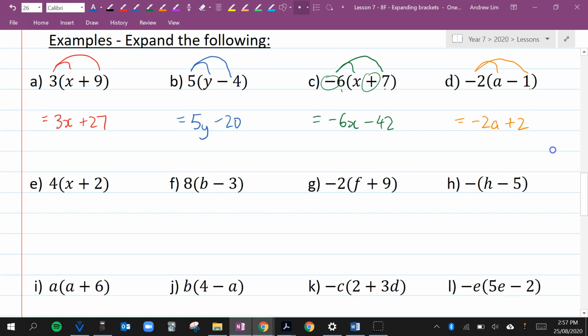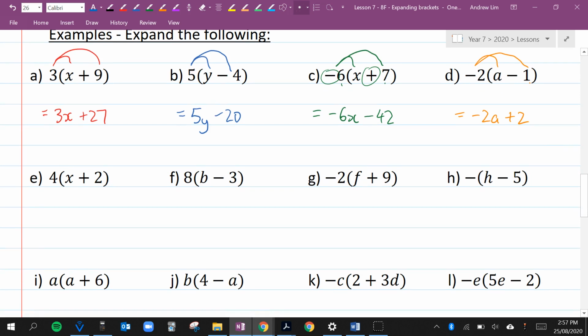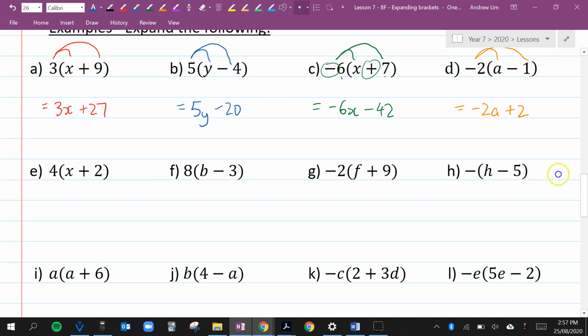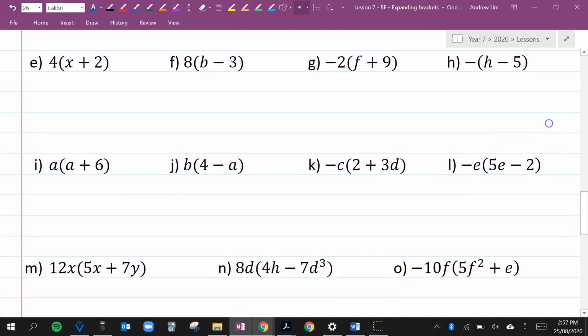Okay. Pause the video, have a go with question E to H, and when you're ready to check your answers, continue playing the video. Okay, question E. Here are our answers. 4x plus 8. F is 8b minus 24. G is minus 2f minus 18. And H is minus h plus 5.